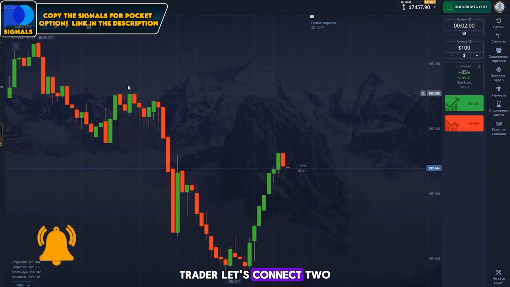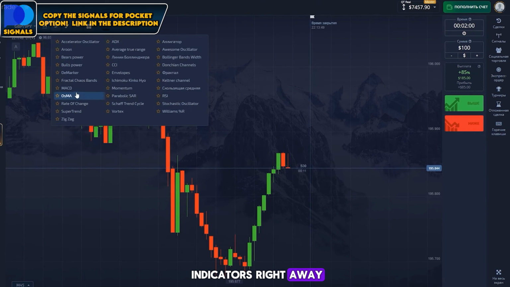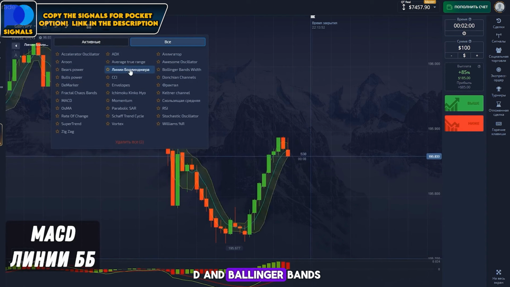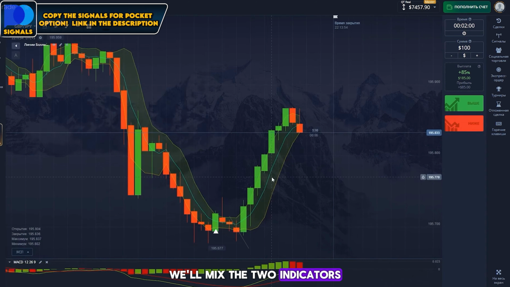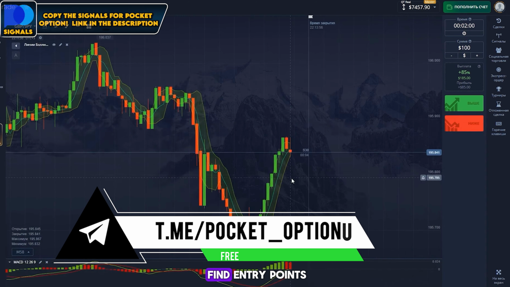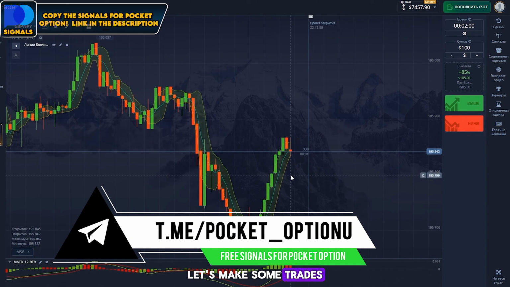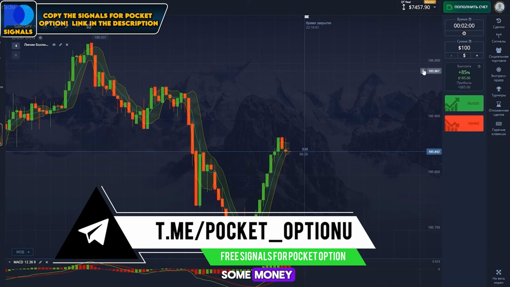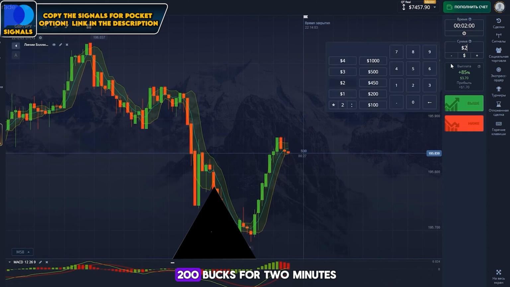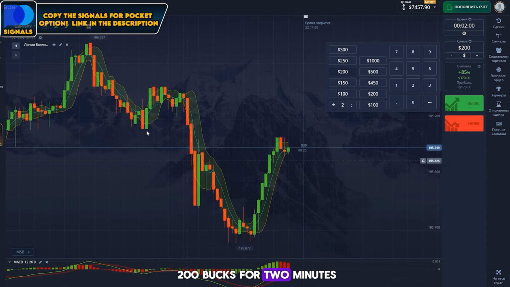Trader, let's connect. Two indicators right away. We will use MACD and Bollinger Bands. We'll mix the two indicators, see how they perform, find entry points. Let's make some trades, analyze them, and earn some money. I will trade with $200 for 2 minutes.